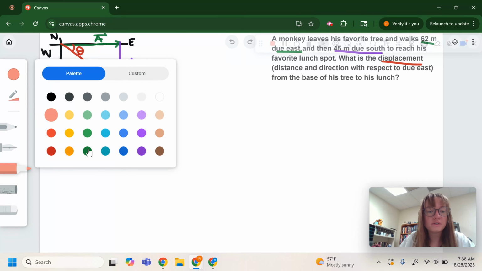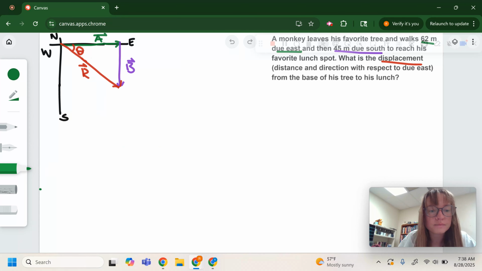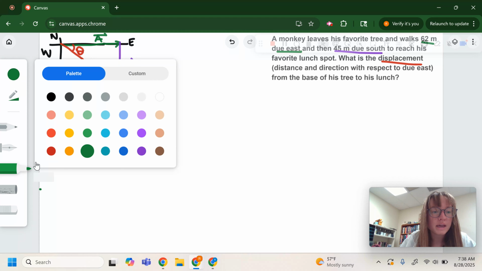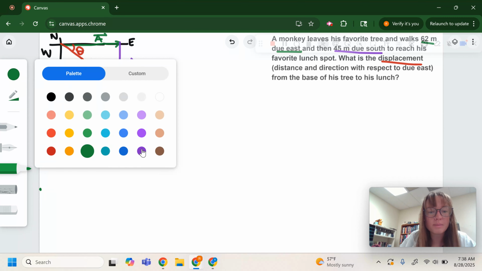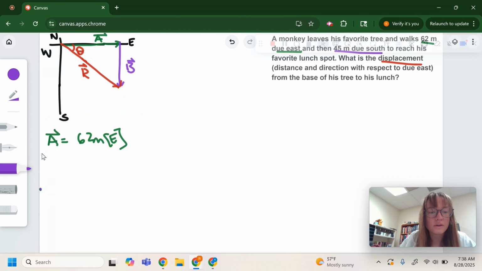The first thing that we do is we write out our knowns and our unknowns. Okay, here we go. We were given vector A is 62 meters east. Then we were given that vector B is 45 meters south. Oh gosh, how did I not even change that color just now? Purple, so that I can match my picture. Okay. B is 45 meters south.